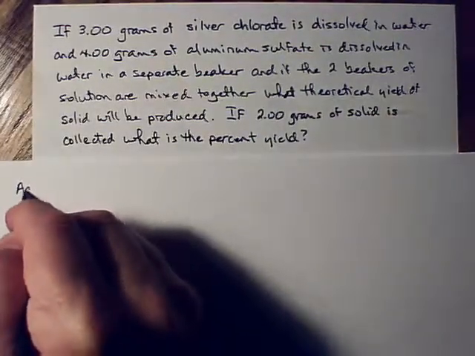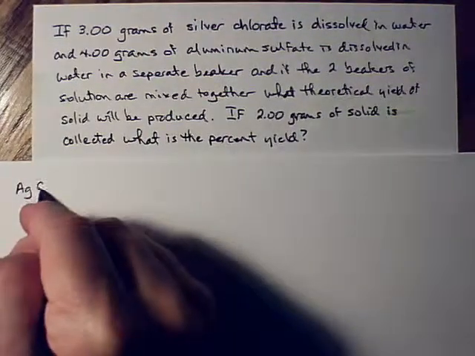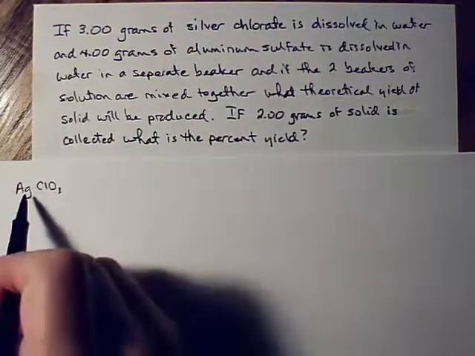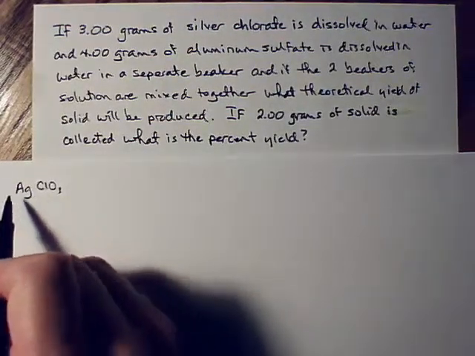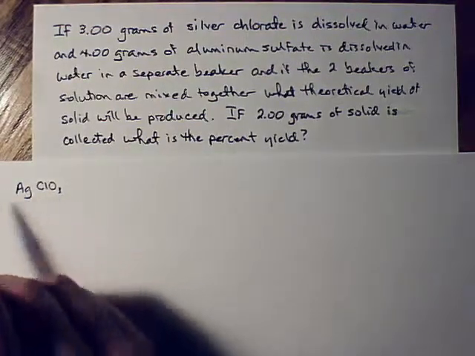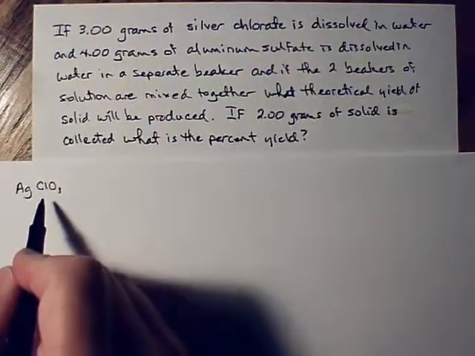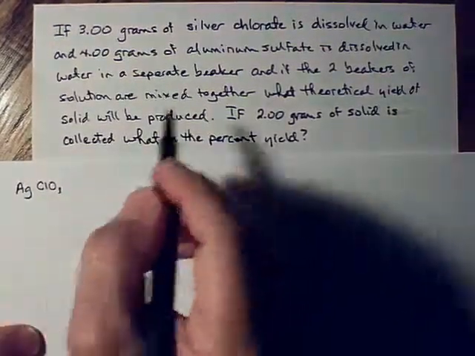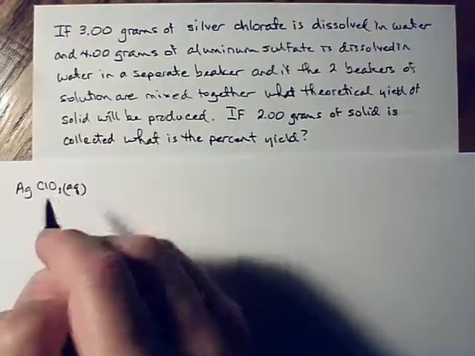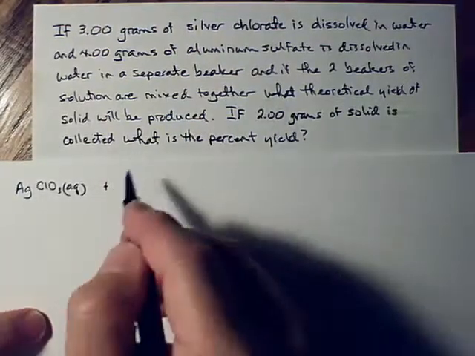Silver is Ag, and it has a 1+ charge. Chlorate is ClO3, and it has a 1- charge. And that means that this, put with this, it has a 1-to-1 ratio. The 1+ cancels out the 1-. You also have to memorize your solubility rules. Chlorates are always soluble, so if this is dissolved in water, it's aqueous. Well, it pretty much tells you it's aqueous in the problem. Okay? Then we're going to put that with the aluminum sulfate.